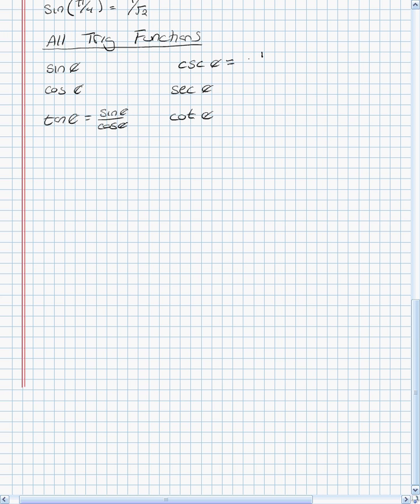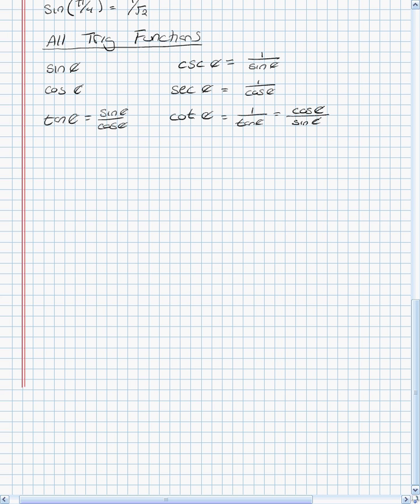Cosecant theta is 1 over sine theta. Secant theta is 1 over cosine theta. And cotangent theta is 1 over tangent theta, which is equal to cosine theta over sine theta.